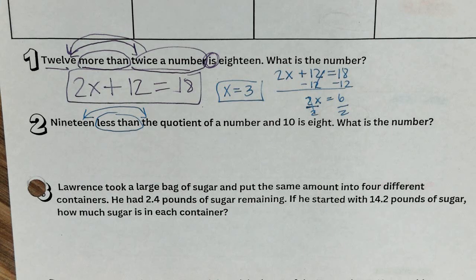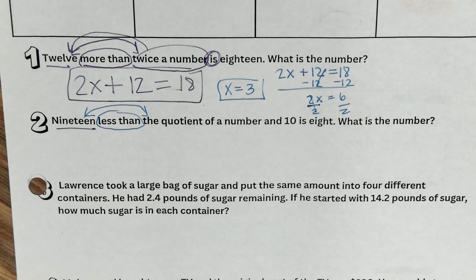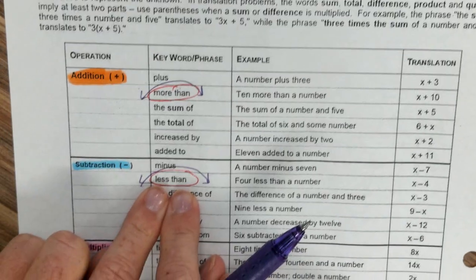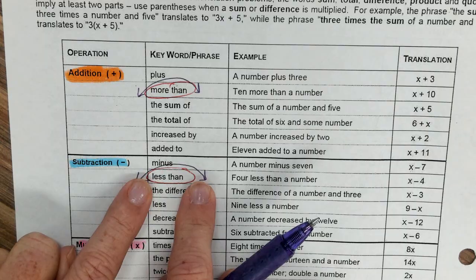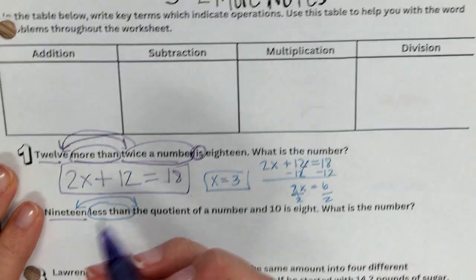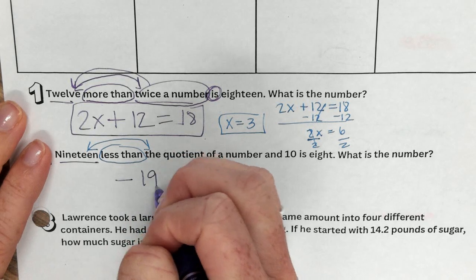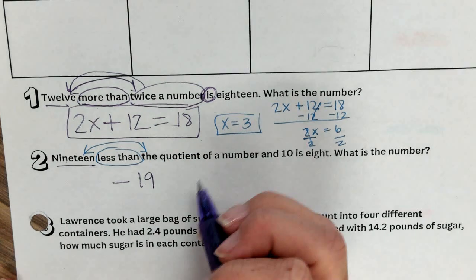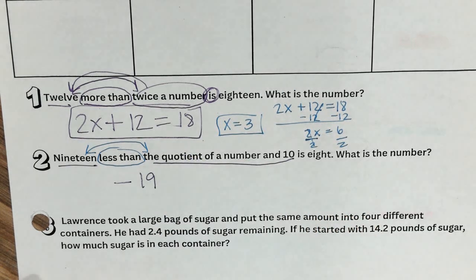All right. It says 19, so obviously I'm going to write 19 somewhere. Less than. So I go back to my notes. Less than means to switch their spots. So I'm not going to write 19 minus. I'm going to write something minus 19. Got it? This is going to go to the front.